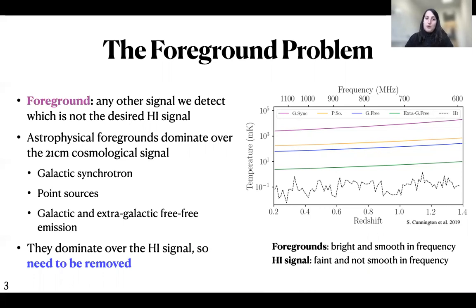As you can see on this plot on the left, I'm plotting the temperature as a function of frequency of different signals. The solid lines are different simulated foreground components. You can see that these foreground signals are very smooth in frequency, but also very bright. And the black dashed line is the H1 cosmological signal. You can see this is not smooth in frequency because it's tracing the matter in the universe, but also it's very faint. So if we don't get rid of these foregrounds, we're not going to be able to access this cosmological signal that we are very much interested in.